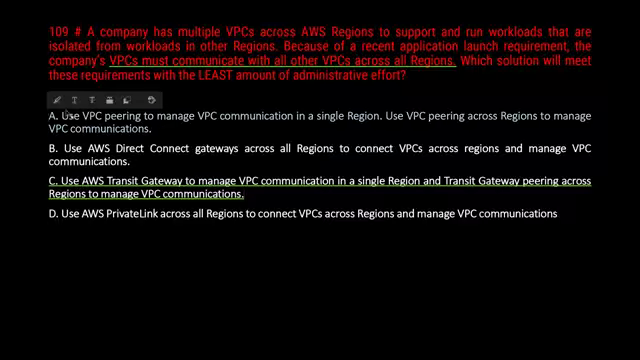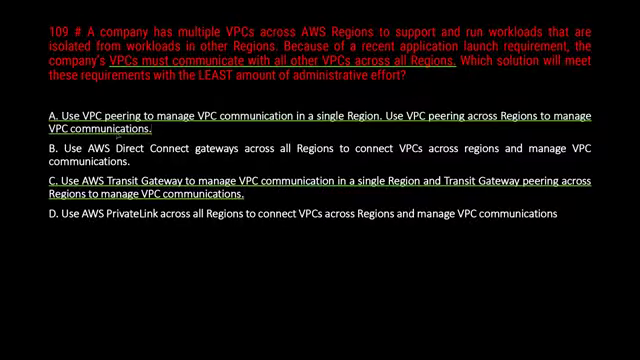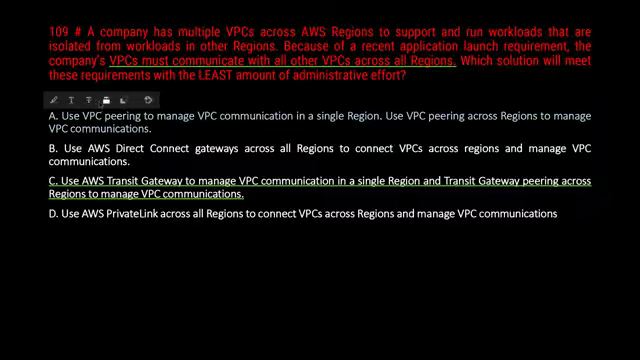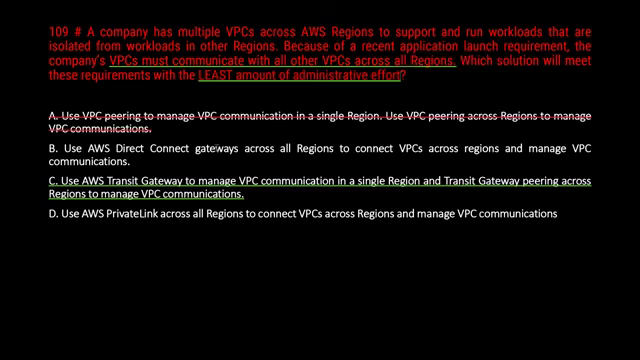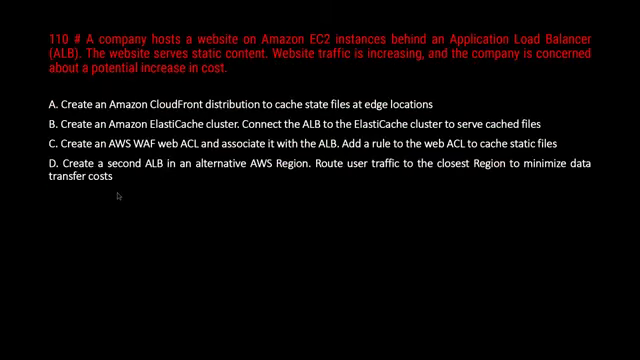VPC peering, you can do it between two. So if you have so many, then you have to create so many VPC peering connections between those two. Obviously that is not the least amount of administration effort, so cancel that out. Direct Connect is a private connection between your on-premises and the AWS cloud, not between VPCs. Cross that out. PrivateLink, no. Again, PrivateLink, same thing, is between services, it's not between VPCs. So the answer is C.